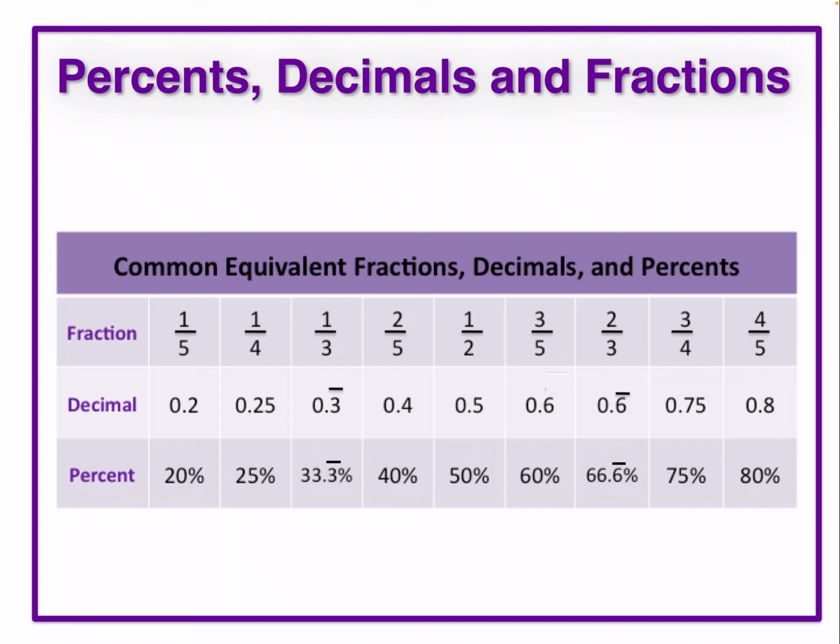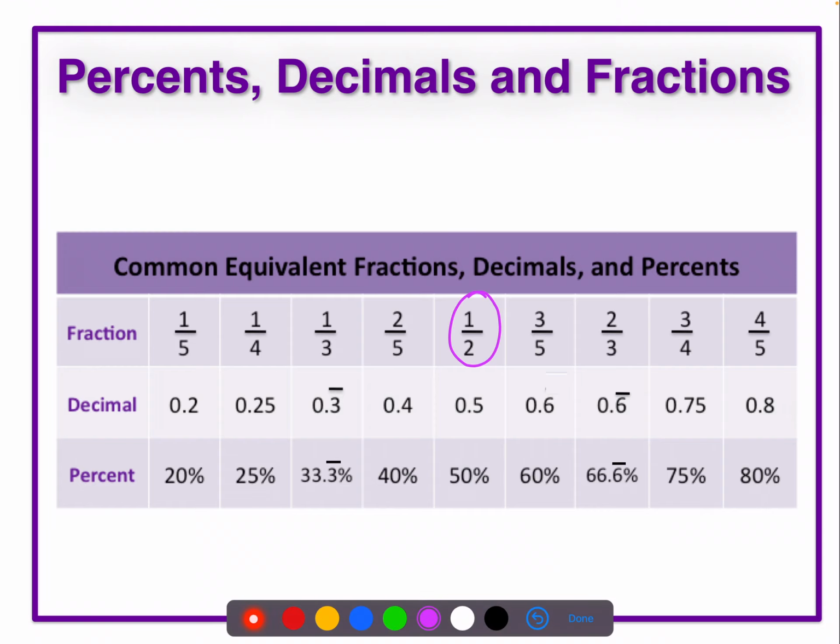And finally, this is a table with the most common fractions we use and their equivalents in decimals and in percent. So as you can see, for example, 1/2 is one of the most common. You should know that 1/2 equals 0.5, which is 50%. Or that 1/4 equals 0.25, which means 25%. And so on. 3/4 equals 0.75, which is 75%.